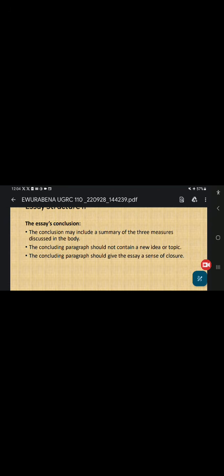Then when you are done, you can give a suggestion or give it a sense of closure. I suggest that Ghana should do this, or you can give an opinion, like I explained to you earlier. You can give a suggestion, an opinion, or whatever you want to do. But in the concluding paragraph, you shouldn't develop a new idea. Things you've not talked about in your body, you shouldn't come and talk about in the conclusion. The conclusion shouldn't give any new idea. The old ideas you've stated are what you should repeat. And lastly, the concluding paragraph should give the essay a sense of closure.